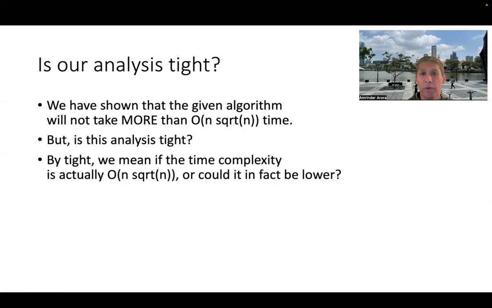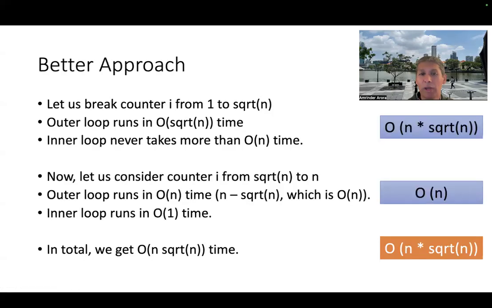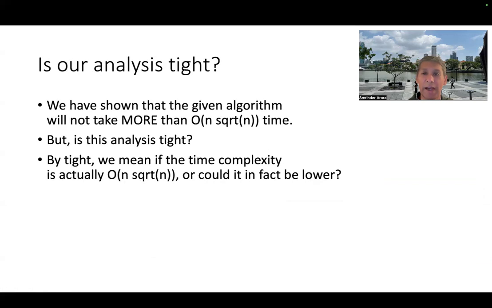Now, the nuance, the question that we should still address is: is our analysis really tight? So we have shown that the given algorithm will not take more than n square root of n time. But is this analysis tight? Is the time complexity big O of n square root of n, or could it in fact be even lower? And why could it be lower? Because here we have still estimated this to be square root of n, but as you can imagine, when i starts getting close to square root of n, this actually doesn't even take that much time either. So could it be that our analysis is not actually tight?